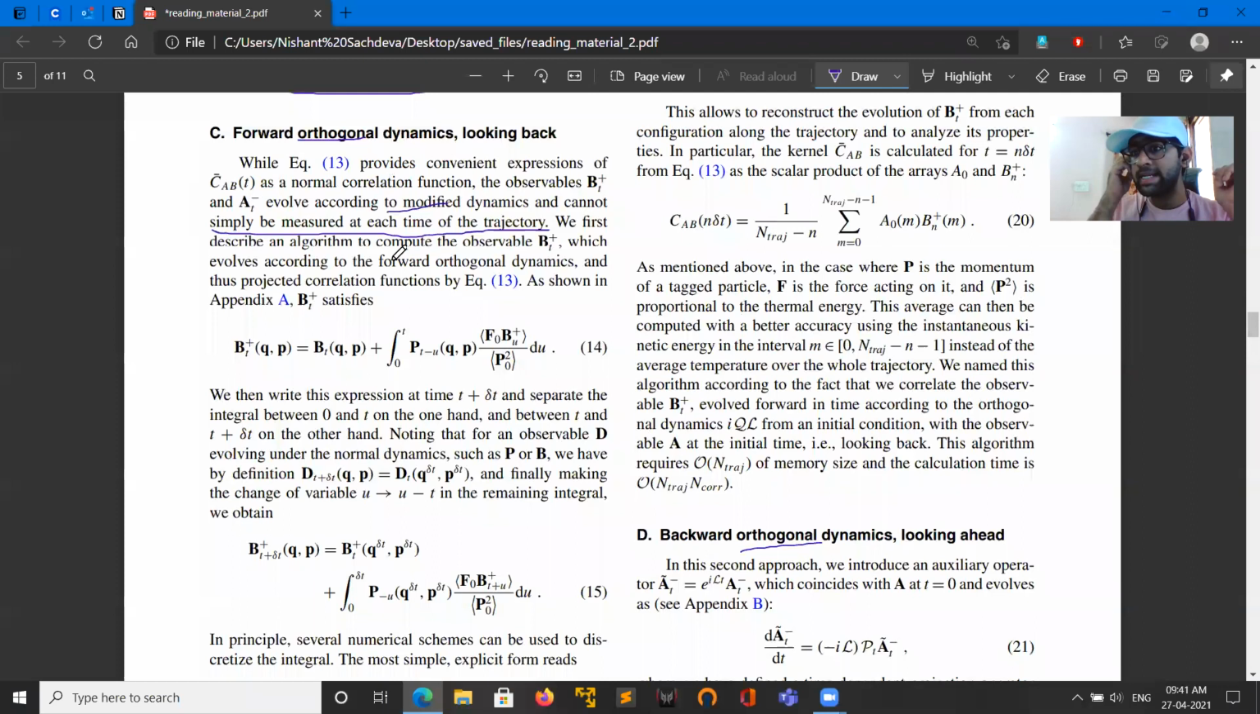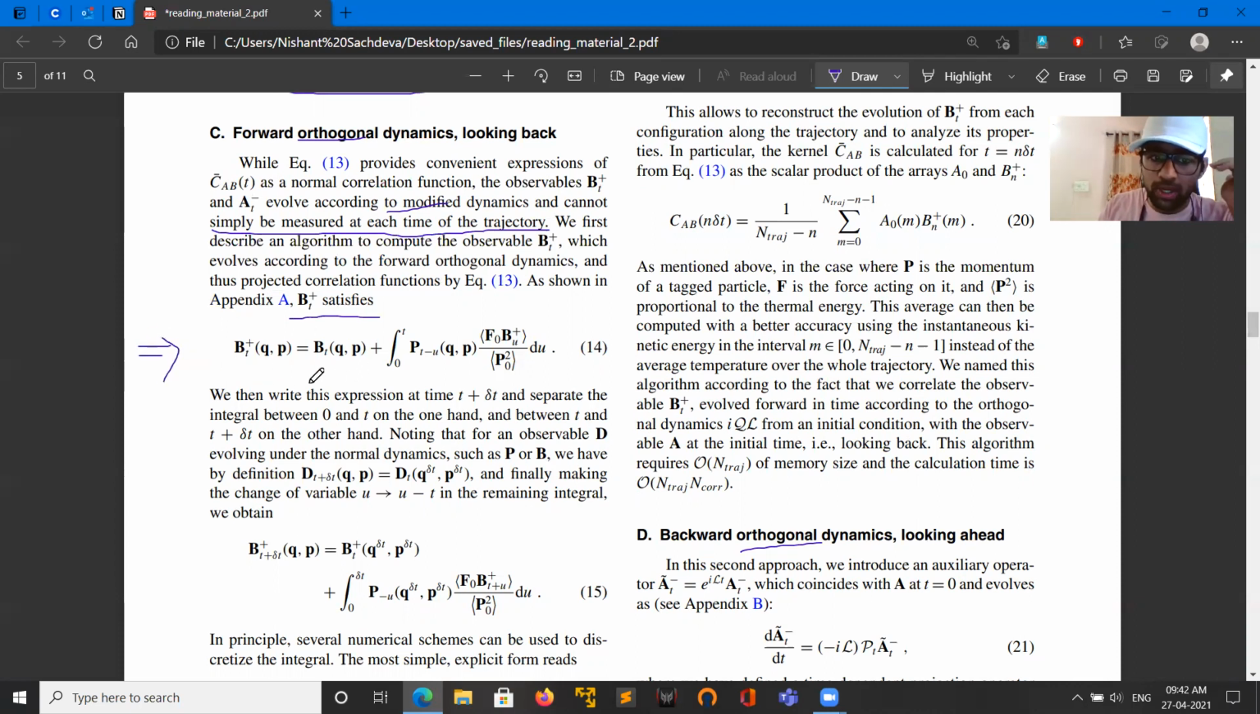And thus the projected correlation functions by equation 13, as shown in appendix A. In the appendices, we're not going to go into them, they're still part of the paper, the mathematics is there, but we leave it to the reader. We are not going to go into the detail of that mathematics. So as shown in appendix A, Bt plus satisfies this particular relation.